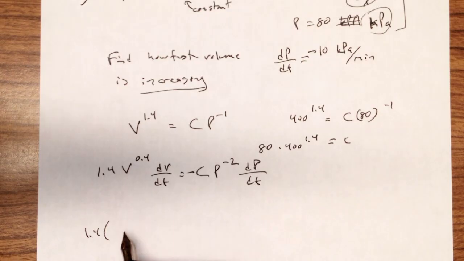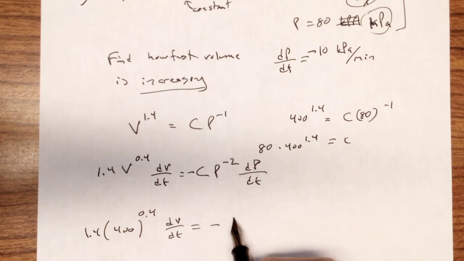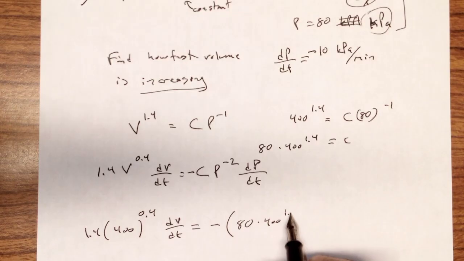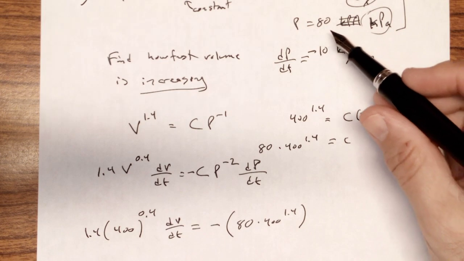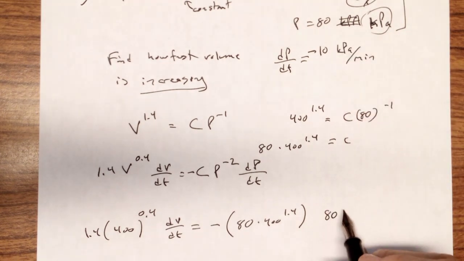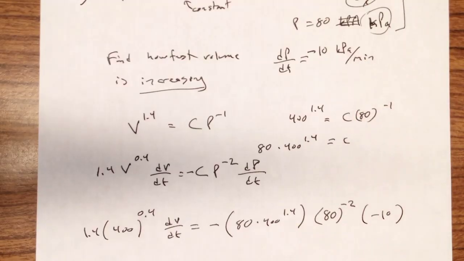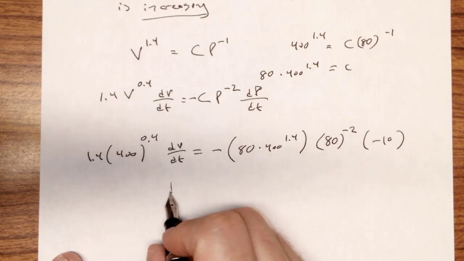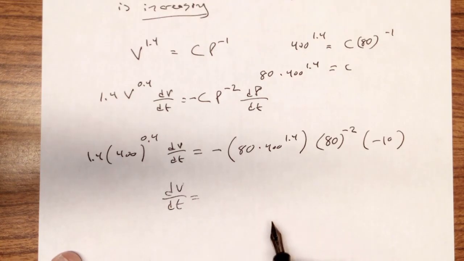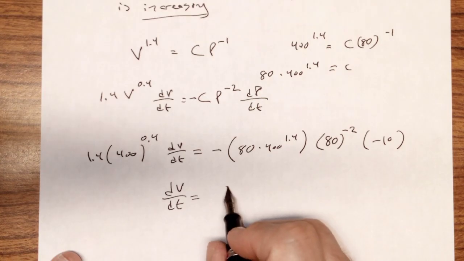1.4 V. V is 400 to the 0.4. dV dt equals minus C, 80 times 400 to the 1.4, P to the negative 2. P is 80. dP dt, negative 10. Everything on the right-hand side is a number. So dV dt, this is to a negative power. It should go on the bottom.